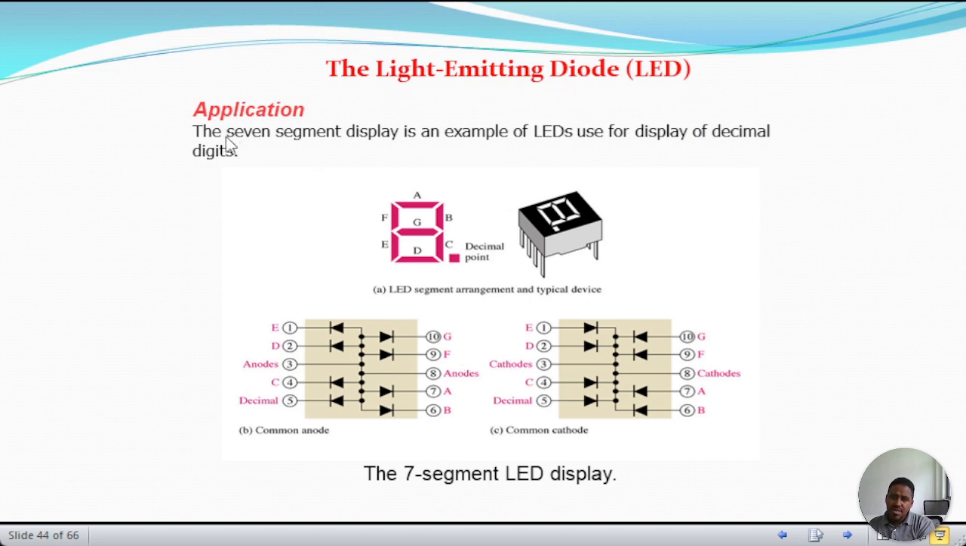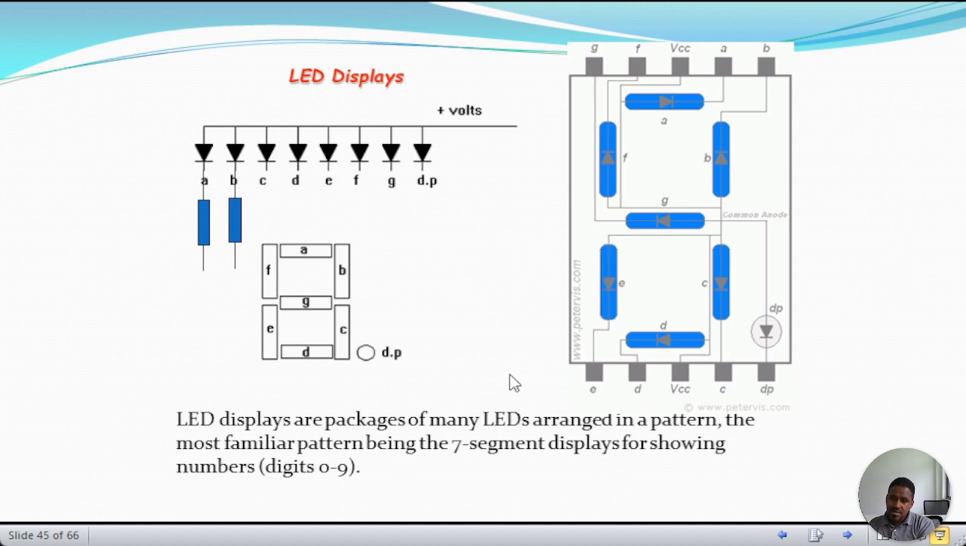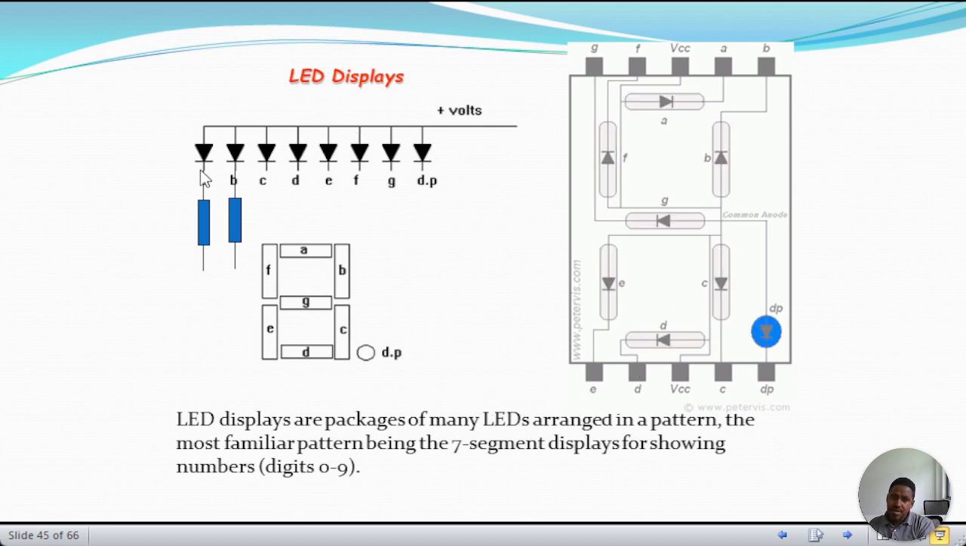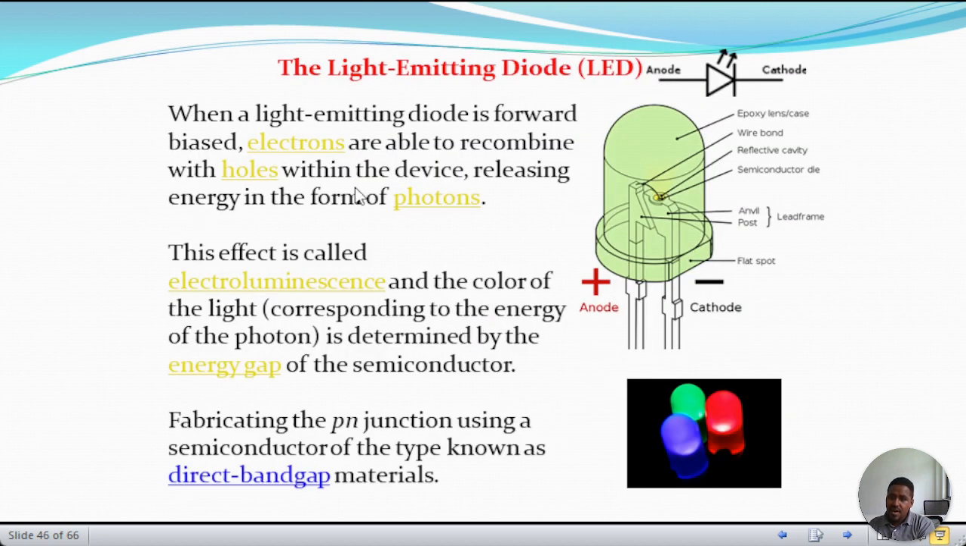A major application of the diode is the 7-segment display, an example of LEDs used for displaying decimal digits, counting from 0 up to 9. LED displays are packages of many LEDs arranged in a pattern, the most familiar pattern being the 7-segment display for showing digits from 0 up to 9. So in the 7-segment display we use LED diodes. How are they constructed and how do they work?